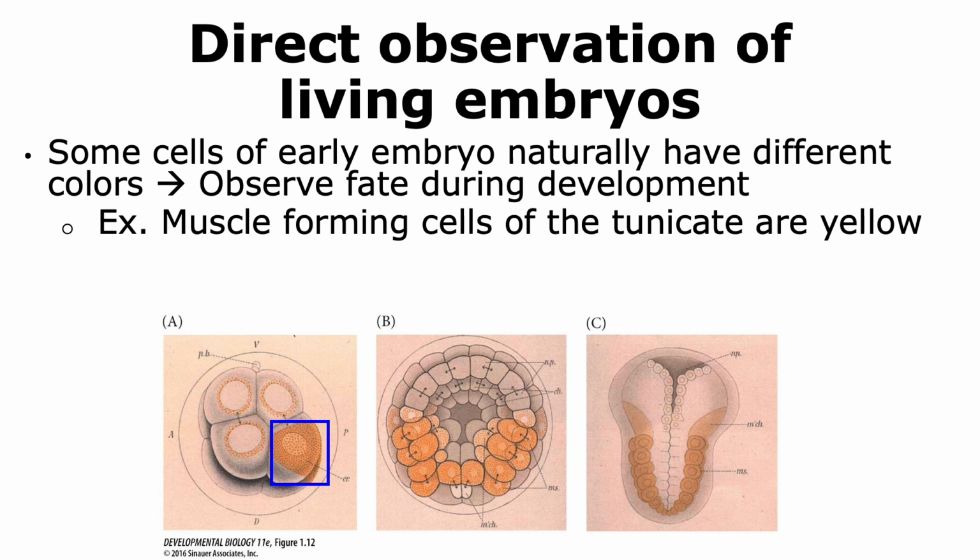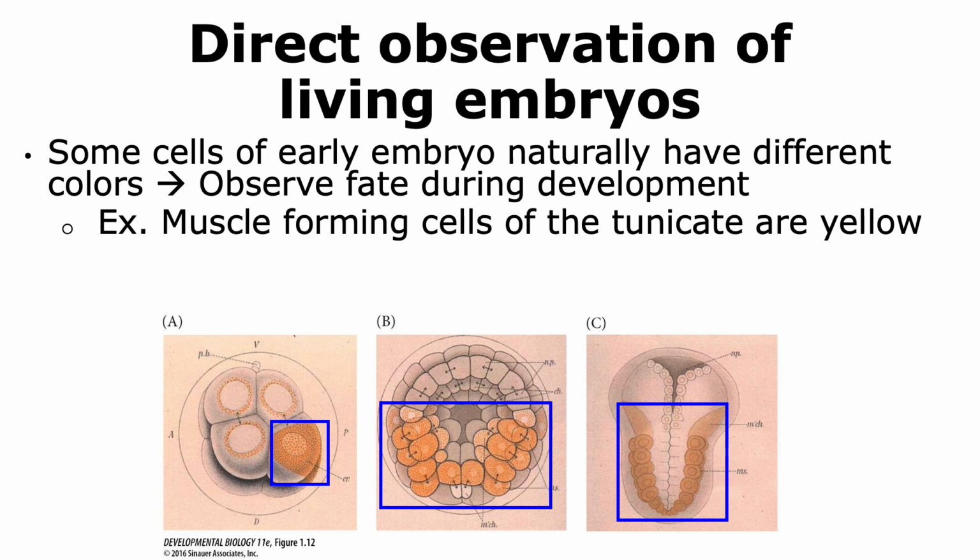And as we can see in this 8-cell stage, we have 2 cells that show this dark yellow color. What scientists did was they looked at, as the development occurred, how that yellow colored cell was able to determine its fate. And so what we see in figure C, in the case of the yellow colored cell, it actually became muscle cells of the tunicate. Thus, by directly observing this cell that had a different color, scientists were able to determine the fate of that cell during the process of embryogenesis.